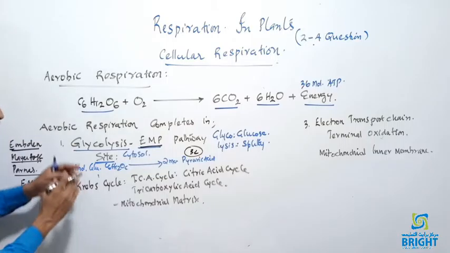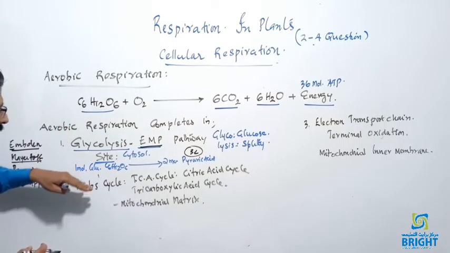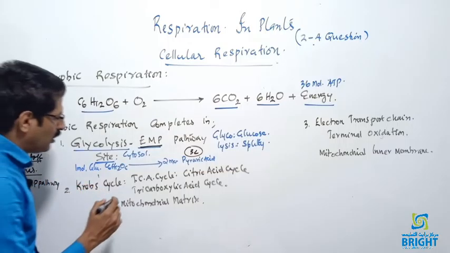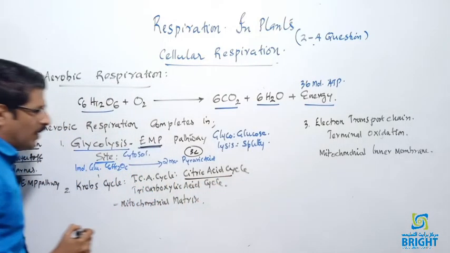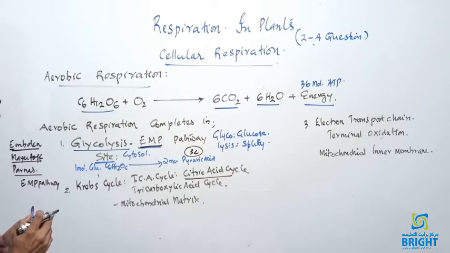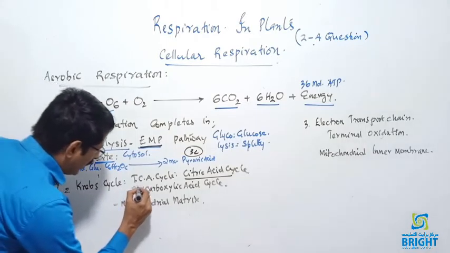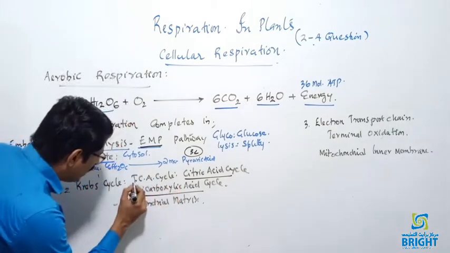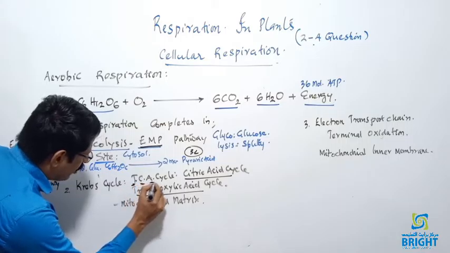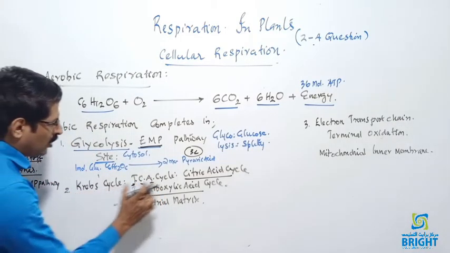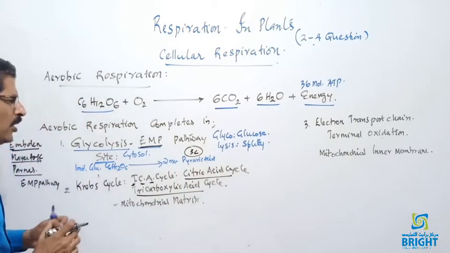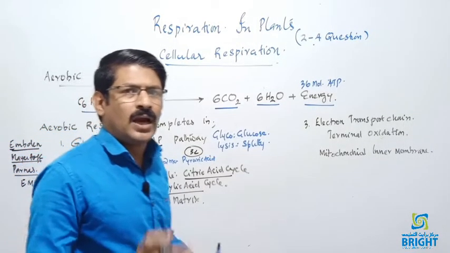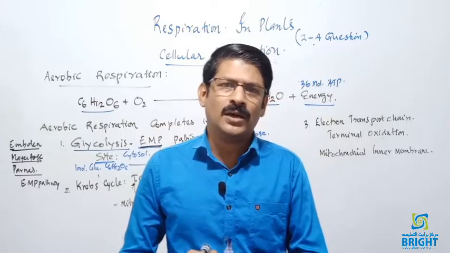The second stage after glycolysis in aerobic respiration: the pyruvic acid will enter the next process, called the Krebs cycle. The Krebs cycle is also called the citric acid cycle because the first stable compound produced in it is citric acid. It is also called the tricarboxylic acid cycle because it has 3 carboxylic groups, and that's why it is also called the TCA cycle. They are all the same.